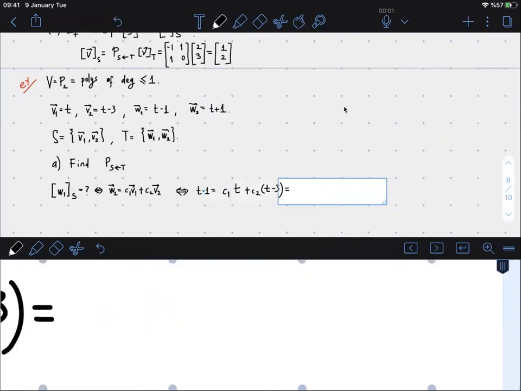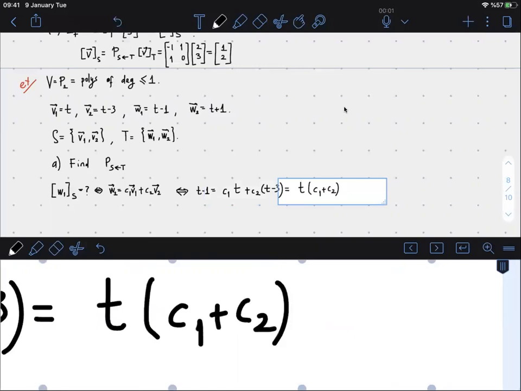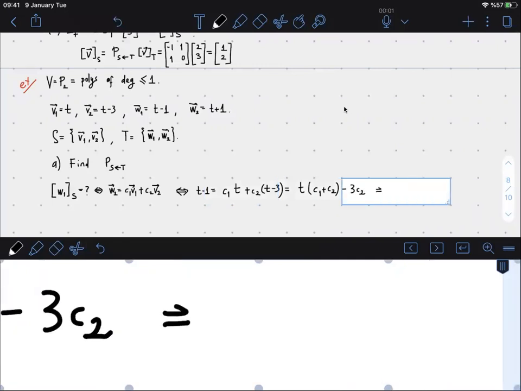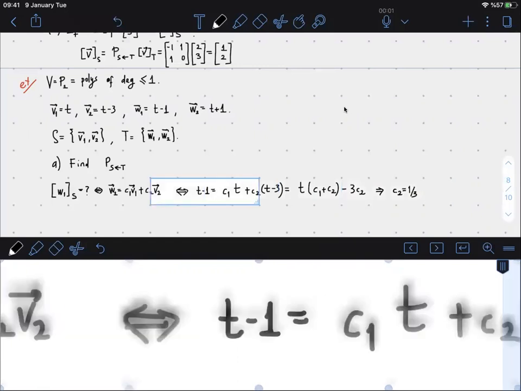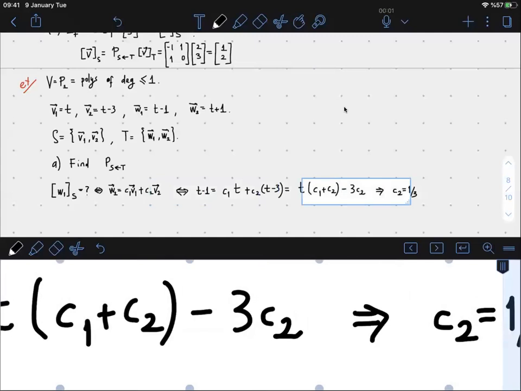So now if I collect these things into T, I get C1 plus C2 plus or minus 3 times C2. Okay, so this gives us what? This gives us, so C2 must be 1 over 3. So this is a polynomial relation. So T minus 1 equals this guy, means the constant terms give us this relation.